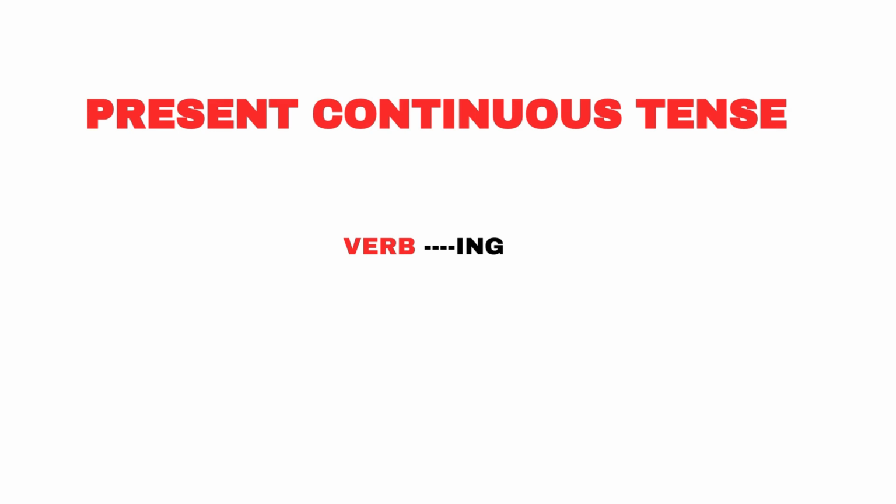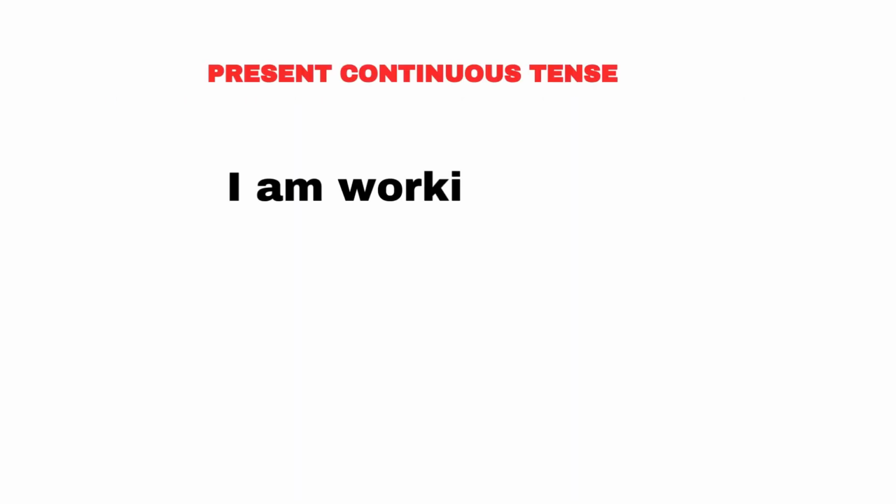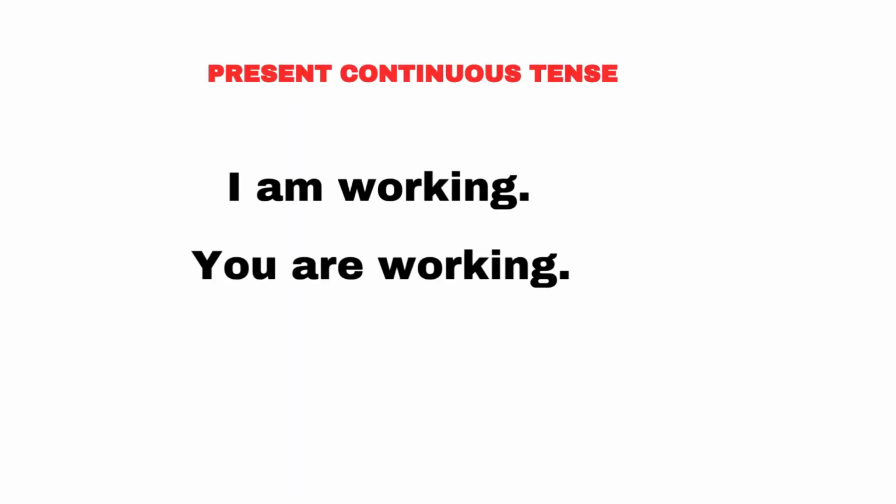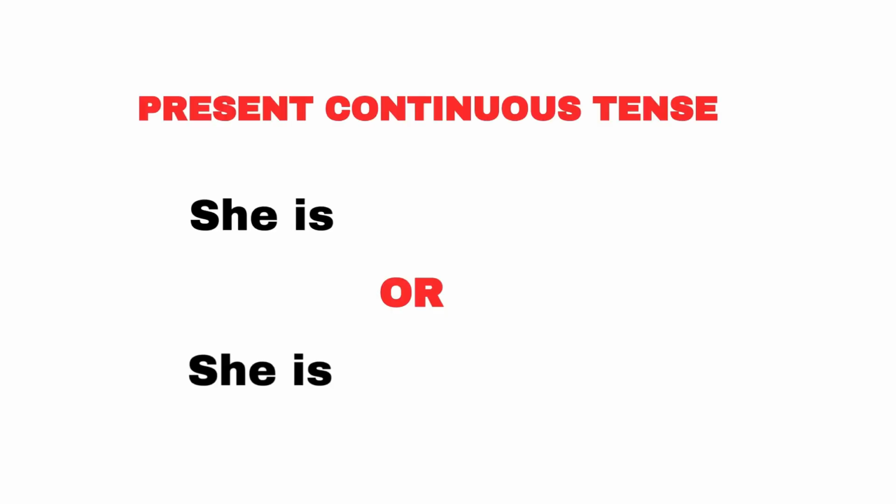The present continuous tense is usually the verb ending in ing. In the present continuous tense, we have the verb ending in ing. It's used for actions that are happening right now, actions that are currently happening as you are speaking. I am working. You are working. He is working. So these are actions that are happening as the speaker is speaking.